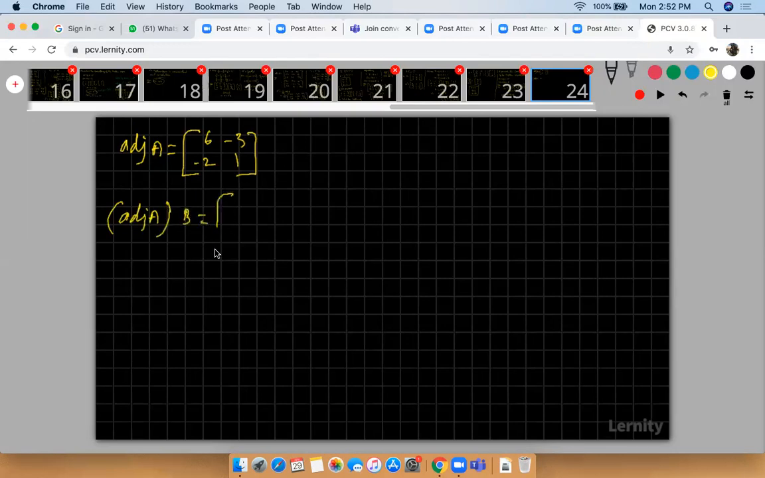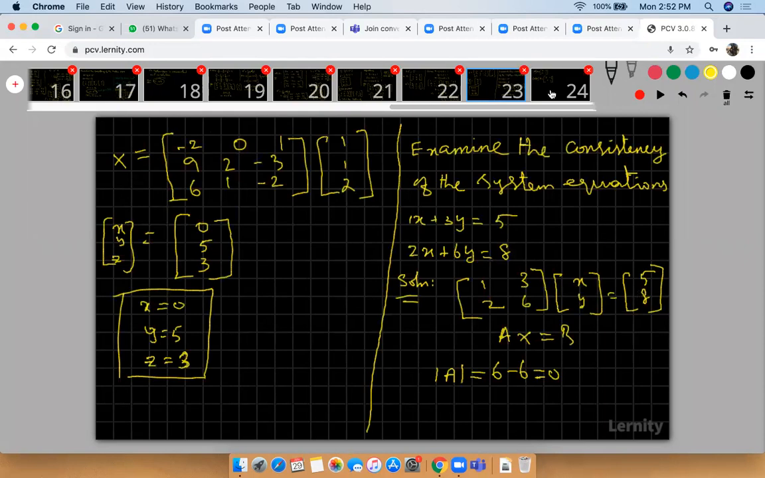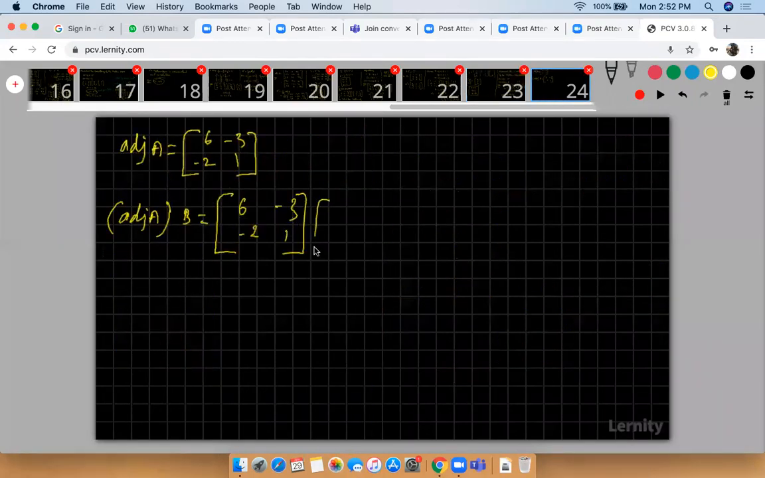What is my adjoint of A into B? My adjoint of A is 6, minus 3, minus 2, 1. What is my B matrix? My B matrix is 5, 8. Multiply that. In the matrix multiplication, 6 fives are 30, minus 24, so 30 minus 24 is plus 6. Similarly, this is minus 10 plus 8. So the answer is minus 2. This is not equal to the 0 matrix.